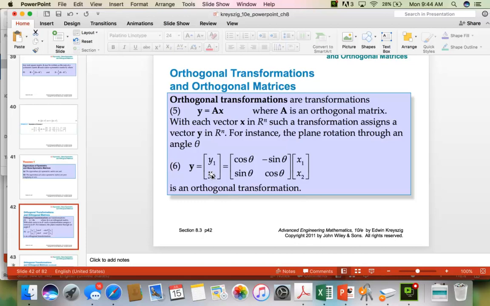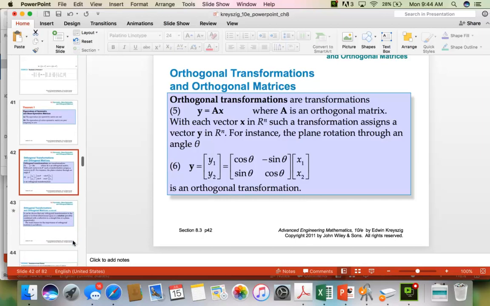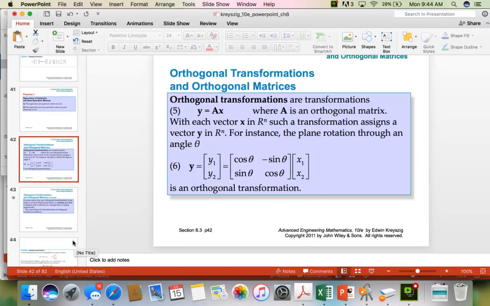So A has to be an orthogonal matrix, and what this does is essentially rotate in space the column vector x1 and x2 to give you a new y1 and y2. If you can visualize this in 2 or 3 dimensions, it's basically a rotation. Here we have 2 dimensions because we have x1 and x2. Basically this takes x1 and x2 and rotates it through an angle theta.